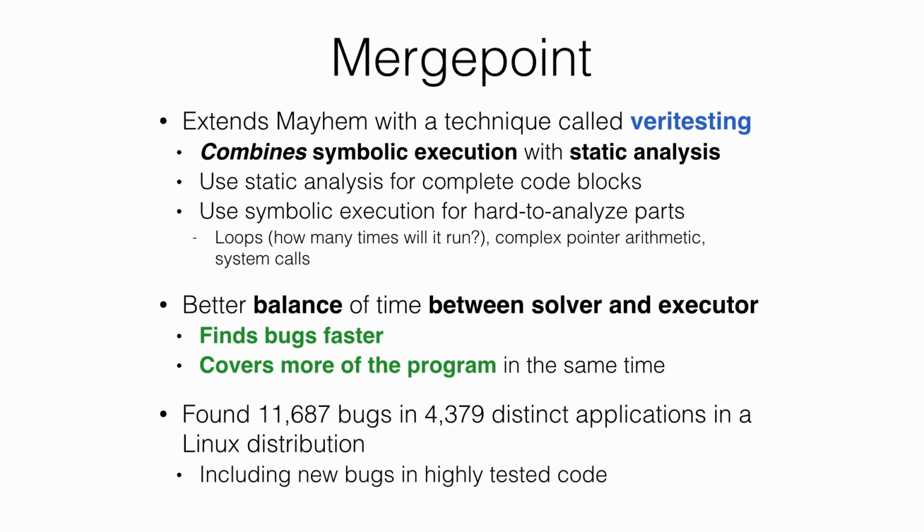Incredibly, MergePoint found more than 11,000 bugs in 4,300 distinct applications in a Linux distribution, including new bugs in highly tested code, like the coreutils code from KLEE.